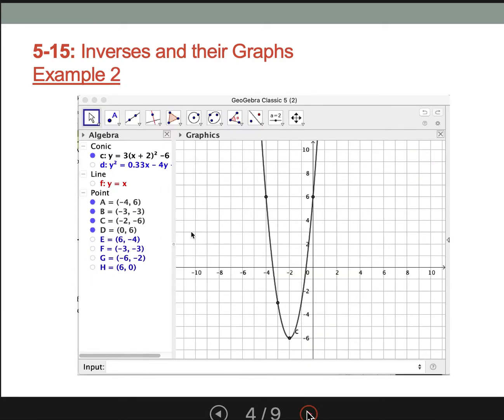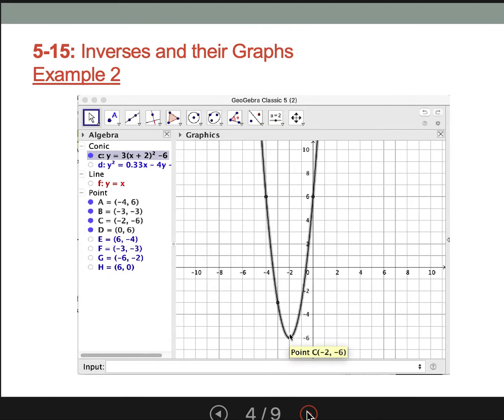Let's look at some more examples. Here's another function, this time a parabola, with the equation y equals 3x plus 2 squared minus 6. Our vertex must be -2, -6, the opposite of this one and the same as this one, which is this point here. Then we have a couple of other points: -4, 6, -3, 3, -2, -6, and 0, 6.